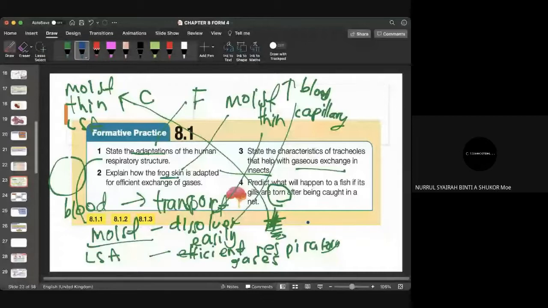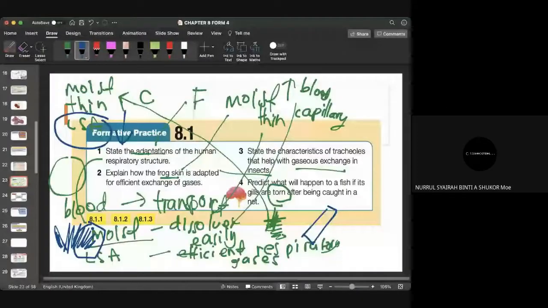Yang ni lah kan. Bila koyak, it reduce the surface area. So, when gills are torn, the surface area, bayangkan banyak gills ni kan dia punya sangkut. Kali bila sangkut, separuh hilang. Separuh koyak. So, reduce surface area. So, bila reduce surface area, so dia punya gaseous exchange is not efficient anymore.